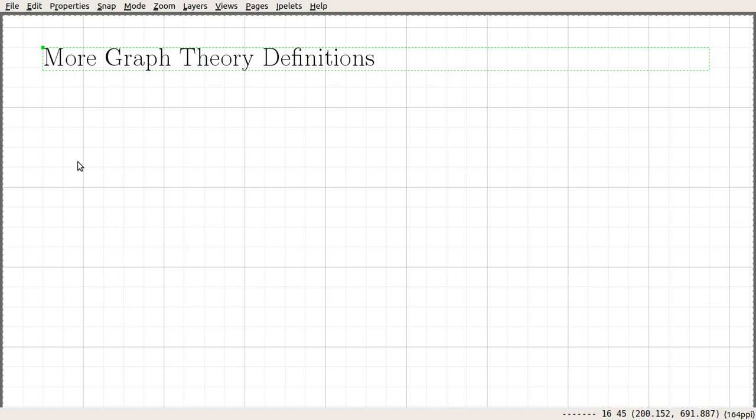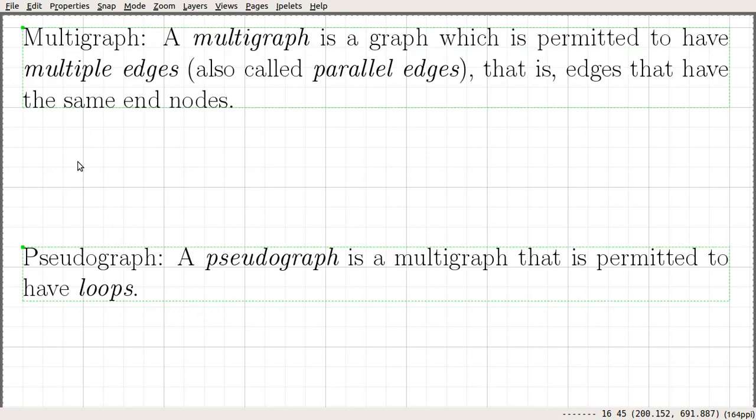In this video, I would like to go over some more basic definitions in graph theory. So let me start with the definition of a multigraph and pseudograph. Here we are going to generalize the concept of graph by including multiple edges and loops. Let me start with multigraph.